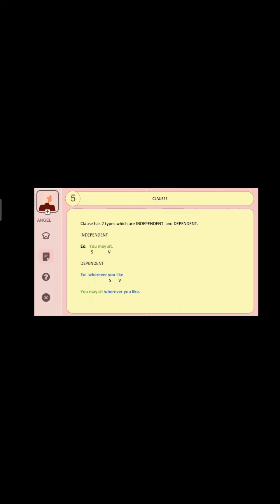So to make this sentence complete and make sense, we can add an independent clause here to complete its thought. So you may sit wherever you like. It has a subject-verb combination, and it also gives us a complete thought.